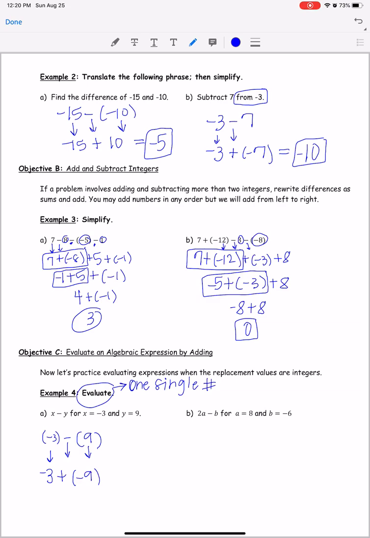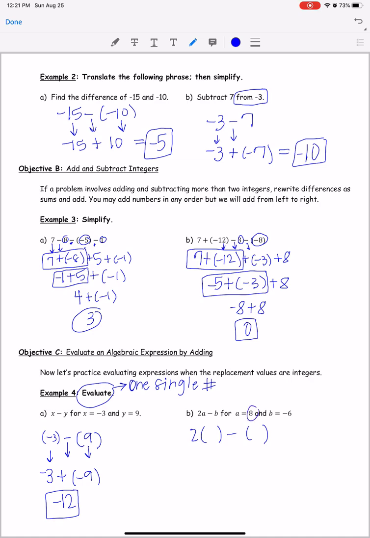So now we have the same signs. So add and keep the sign. So 3 plus 9 is 12. And then keep that sign. They are both negative, so this is a negative 12. B, do the exact same thing. We've got 2a minus b. So I've got 2, this is where my a goes, minus, this is where my b goes.